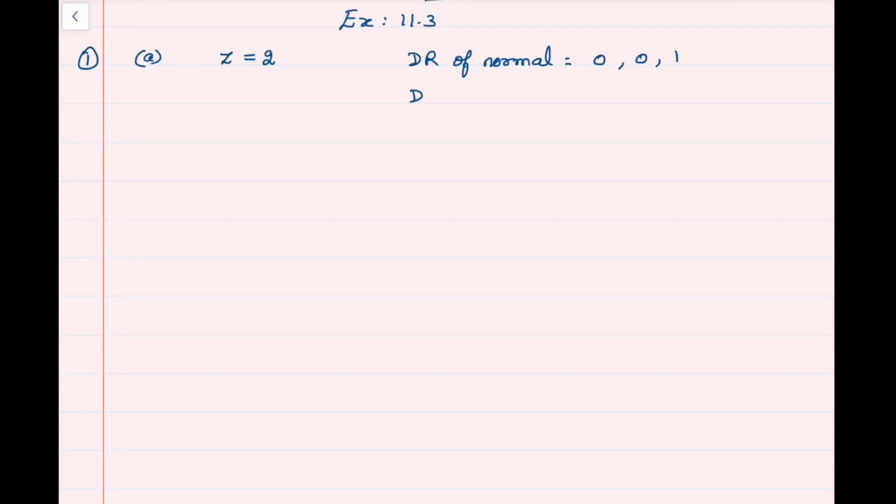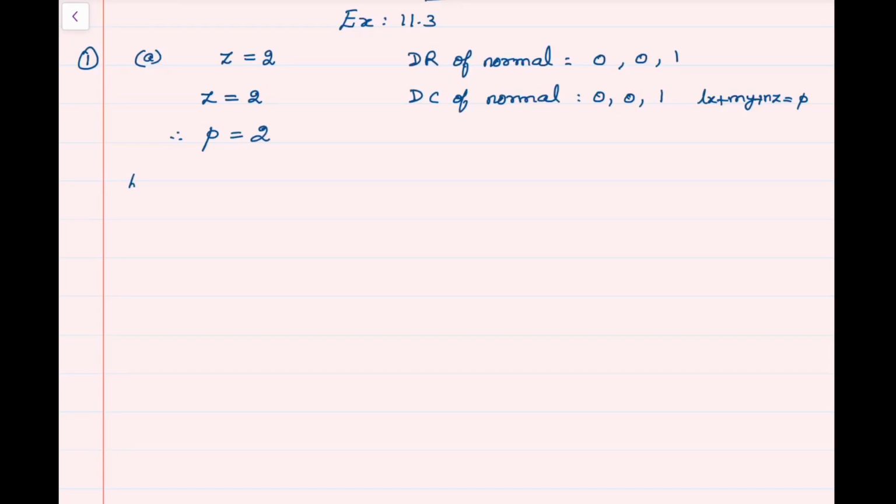Let us find the dc's of normal. We have to divide by the magnitude. The magnitude here is root of 1 square, which is 1. Therefore, dc's are also 0, 0, 1. The equation is already in the normal form. The normal form is Lx plus My plus Nz is equal to p, where p is the distance of the plane from the origin and p has to be a positive quantity. Therefore, distance of the plane from the origin is 2.